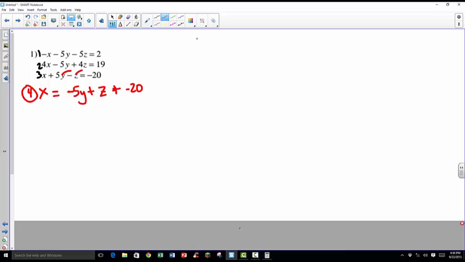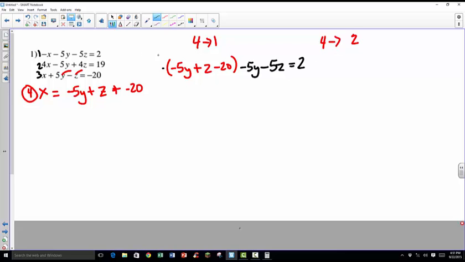So what I want to do now is substitute equation 4 into equation 1, and I'm going to take equation 4 and put that into equation 2. If I take equation 1 here, it says negative x. Well, what are we putting in place of x? We're putting in a negative of our negative 5y plus z minus 20. And then the rest of equation 1 says minus 5y minus 5z equals 2.